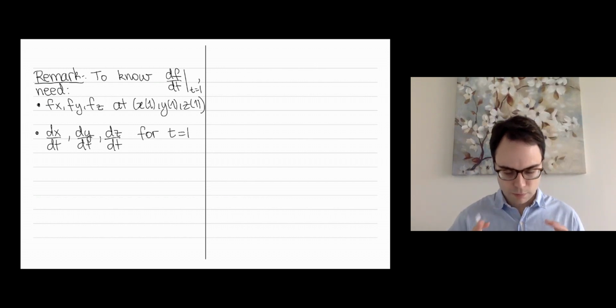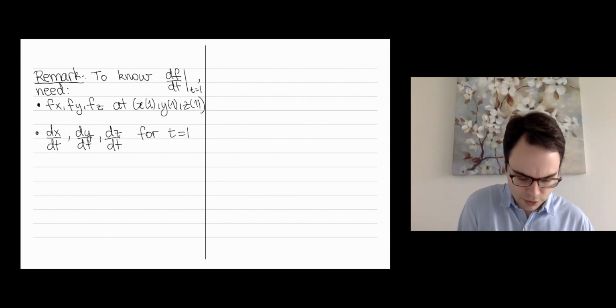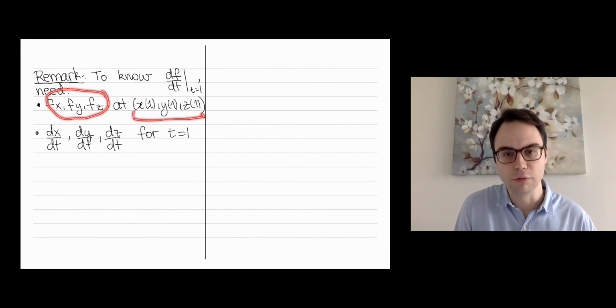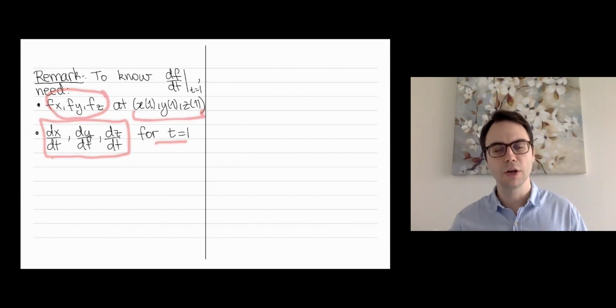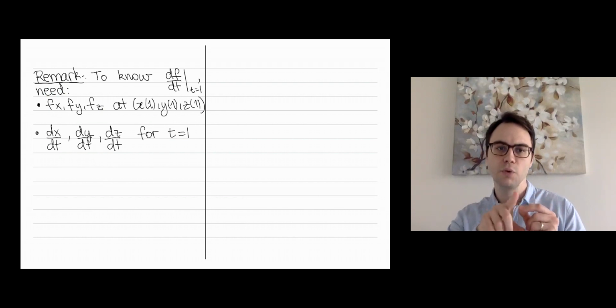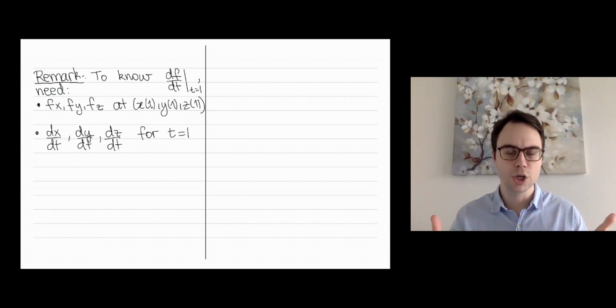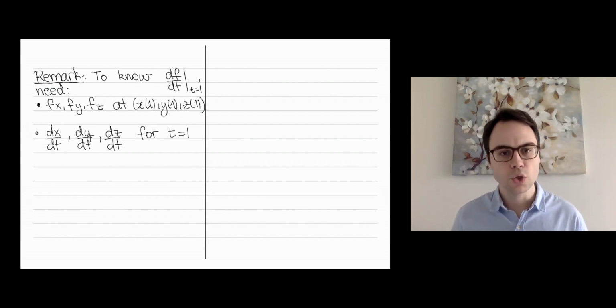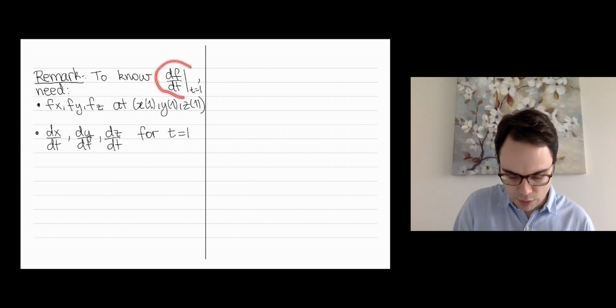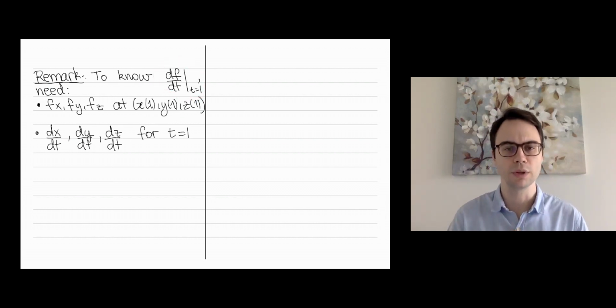Coming back to the example of the bug, I need to know how fast the temperature is changing with position at the position of the bug, and I need to know how fast the bug is moving. If I know where the bug is, how fast it's moving, and the rate of change of the temperature with position in all three directions, I'm able to reconstruct the rate of change of the temperature for the bug with time via the chain rule.